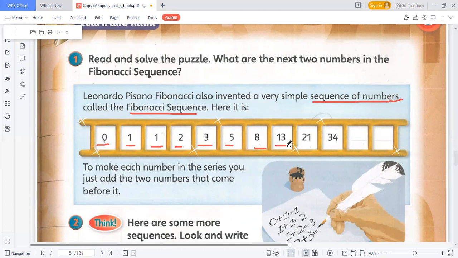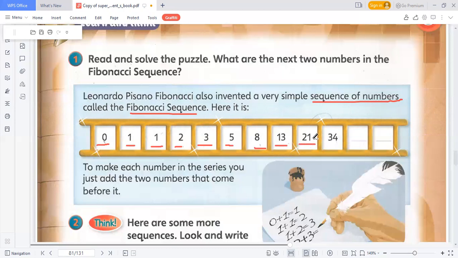How do you read that? Is that 20 or 13? Isn't it 13? 5 plus 8 is 13. And 13 and 8 is 21.